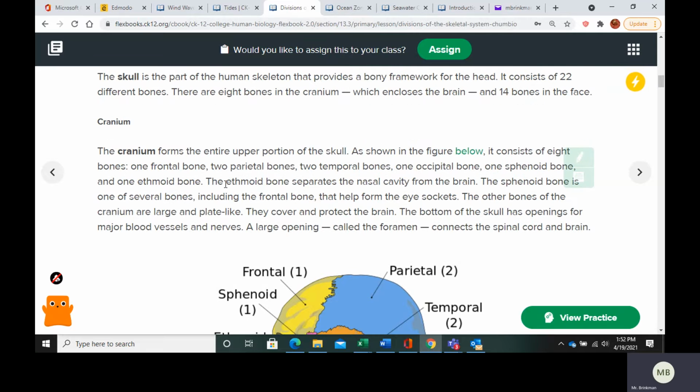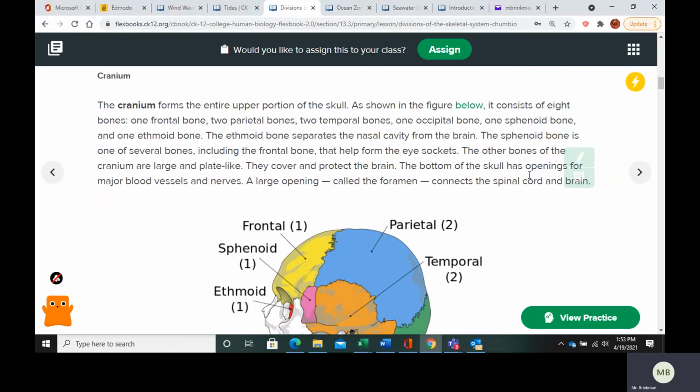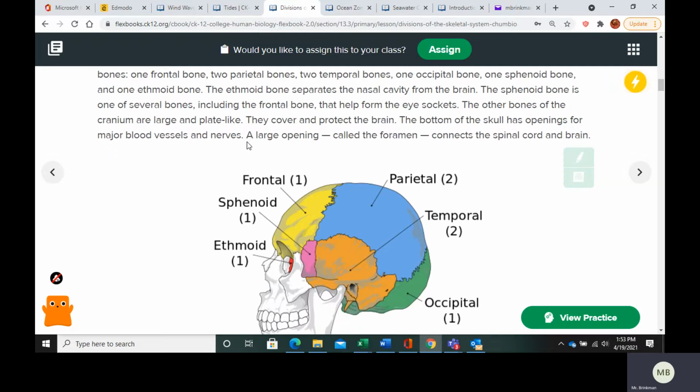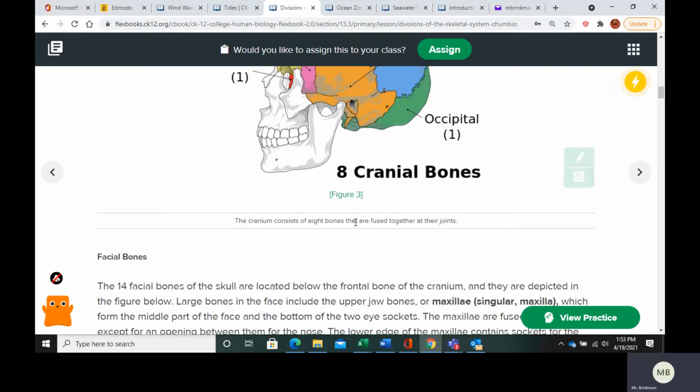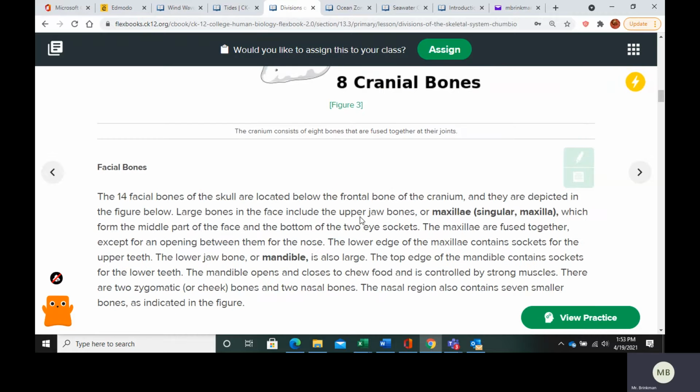The ethmoid bone is going to separate the nasal cavity from the brain. The sphenoid bone is one of several bones, including the frontal bone, that are going to help form the eye sockets. And then the other bones are going to cover and protect the brain. The bottom of the skull is going to have openings for blood vessels and nerves, and a large opening called the foramen connects the spinal cord and the brain. The foramen is down here somewhere, and I have a fake skull in my classroom that you can actually see this on too.